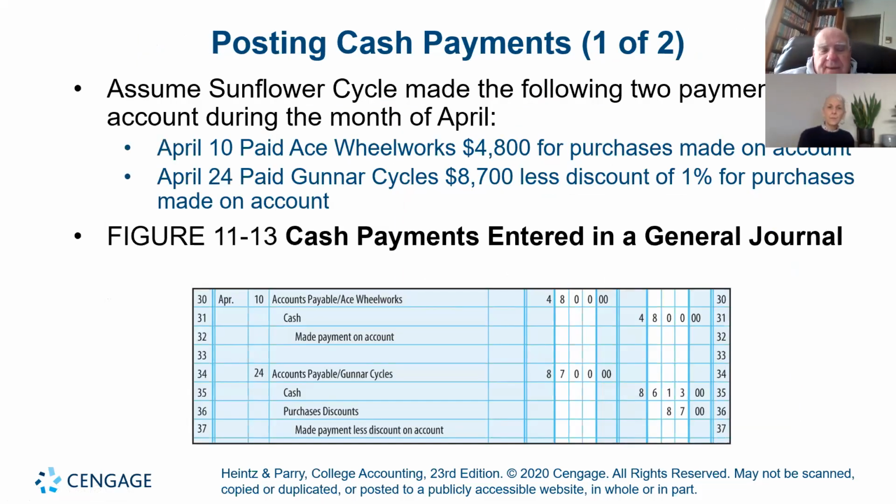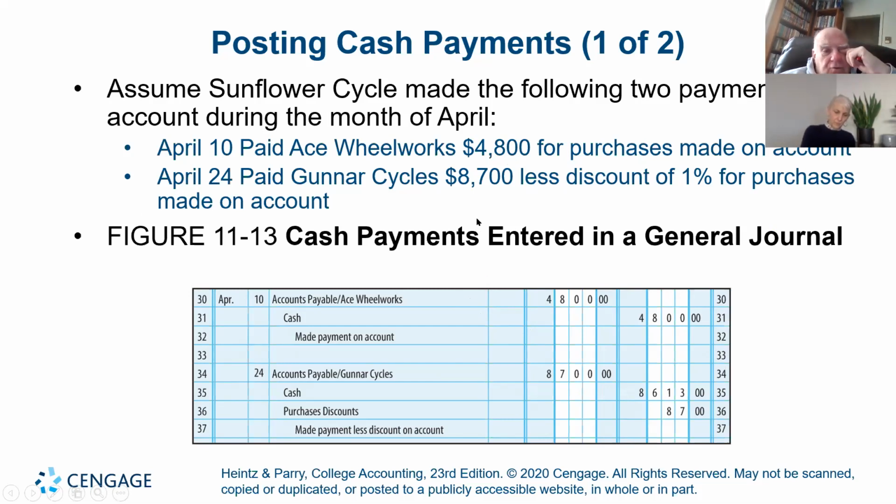Cash payments. Well, this is going to be an exact reciprocal, an exact mirror of chapter 10, where we're looking at the 210 net 30 world. So here we go. Sunflower bought a couple of things. They paid Ace Wheelworks for purchases made on account. I guess there was no discount. They debit accounts payable to zero it out, and they credit cash to reduce it.